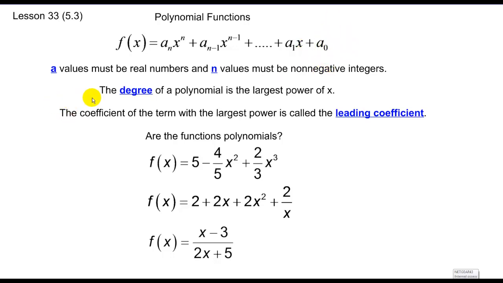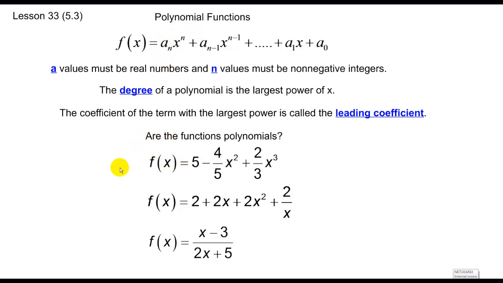The degree of the polynomial is the largest power of x, and then the coefficient of the term of the largest power is the leading coefficient. So let's say this were the largest exponent, a sub n would be the leading coefficient.